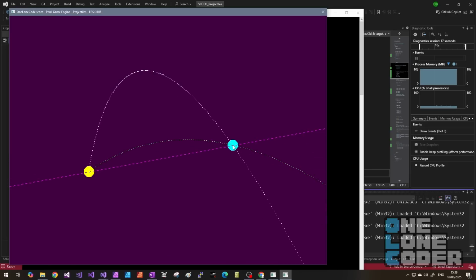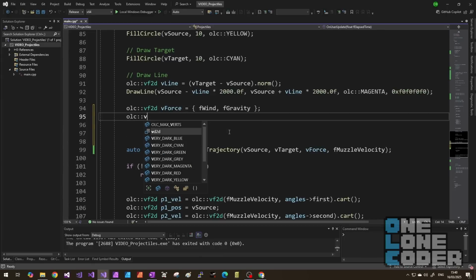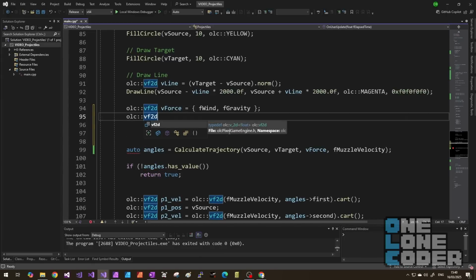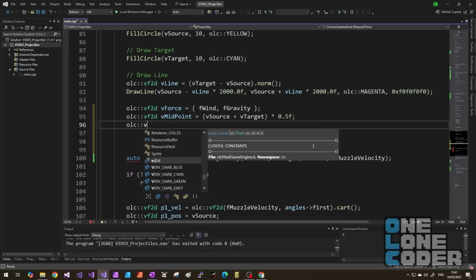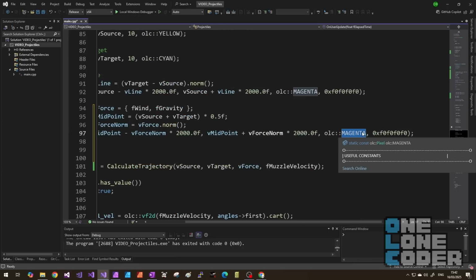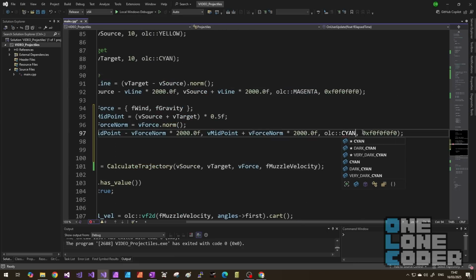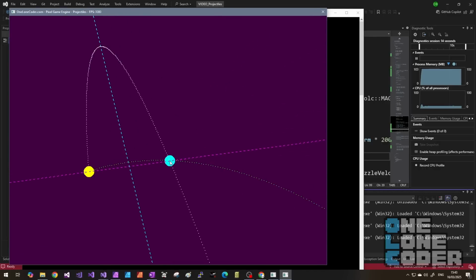I think we should put in something to visualize that force vector now. I'll start by finding the midpoint between the source and the target. Then for convenience, I'll normalize the force vector. Then as I did with the horizon, I'm going to draw from the midpoint along that normal in both directions. And I'm going to draw this line in cyan. Let's take a look. Well, that looks like it's working quite nicely.